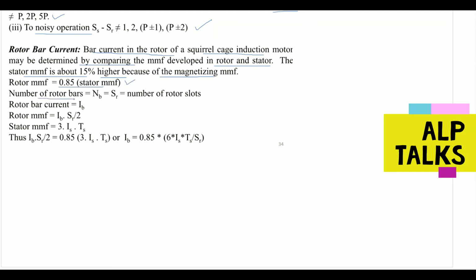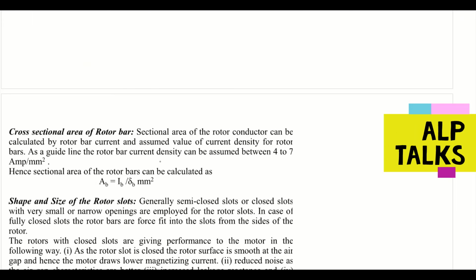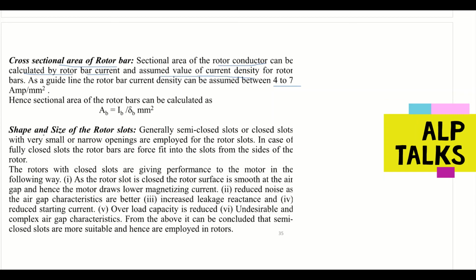So the number of rotor bars is nothing but the number of rotor slots. Rotor bar current IB, rotor MMF is IB·Sr/2, and stator MMF is 3 into IS into TS. Thus we have framed one equation here. Cross-sectional area of the rotor bar: the sectional area of the rotor conductor can be calculated from the rotor bar current and an assumed value of current density for the rotor bar. As a guideline, generally we take 4 to 7 ampere per mm square. Like that we can calculate the area.